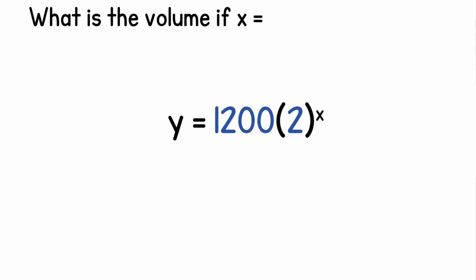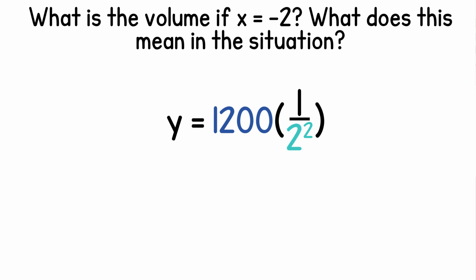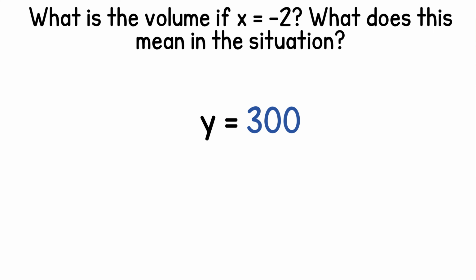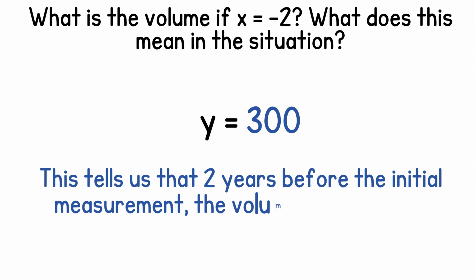Now we want to know what is the volume if x equals negative 2, and what does this mean in this situation? So we'll take our function and replace x with negative 2. This will give us a reciprocal of 1 over 2 to the second power, which is equal to 1 over 4. Multiplying this by our original 1,200 gives us a value of 300. So this tells us that 2 years before the initial measurement, the volume was 300 centimeters cubed.